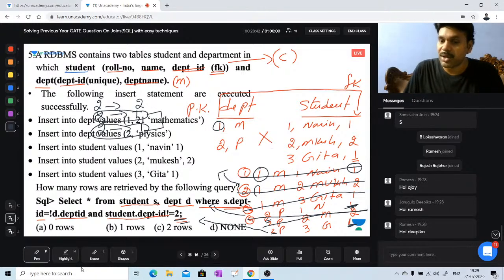So how many responded with 2 rows? Any doubt in this? Can I explain once again?